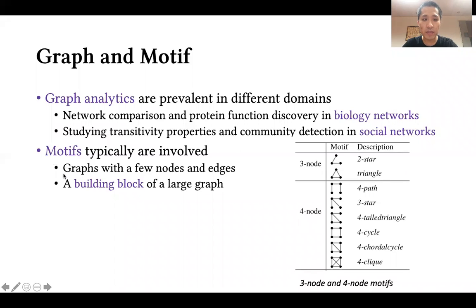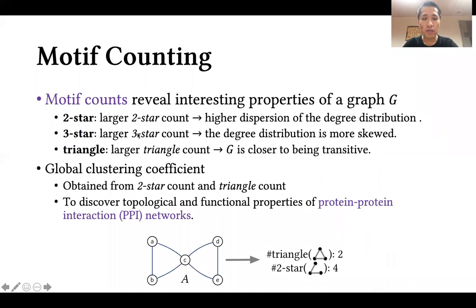Motifs are small graphs with a few nodes and edges. They are also regarded as building blocks of a larger graph. Here we give some examples of the 3-node and 4-node motifs. Motif counts usually reveal interesting properties of a graph G.